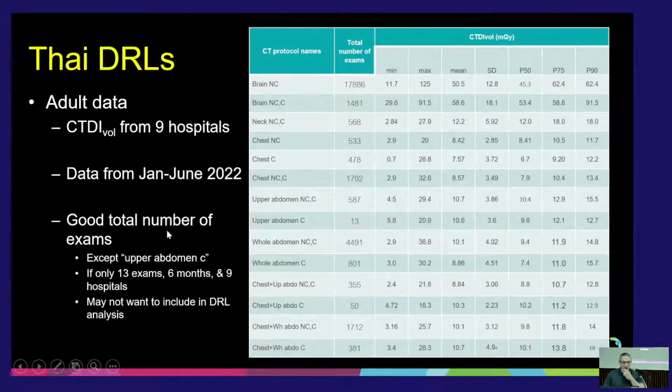And a few things I wanted to point out in here were the total exam numbers, wonderful population numbers. When you're looking at brain, no contrast, you have just shy of 18,000 for comparison. So those are really robust numbers. But in a couple of other examples, for example, upper abdomen, we only have a total of 13.